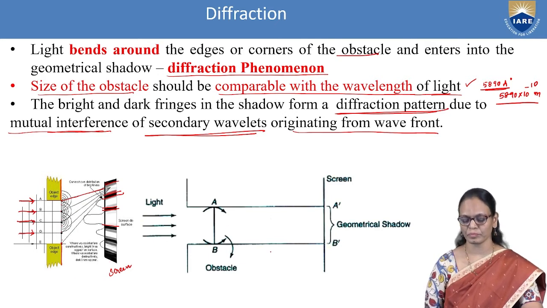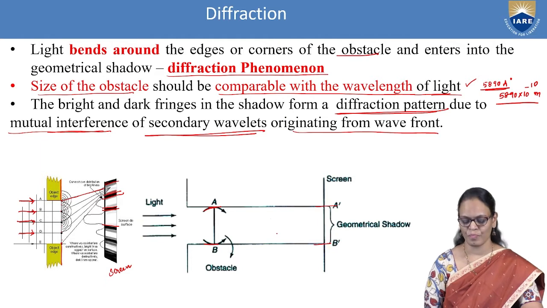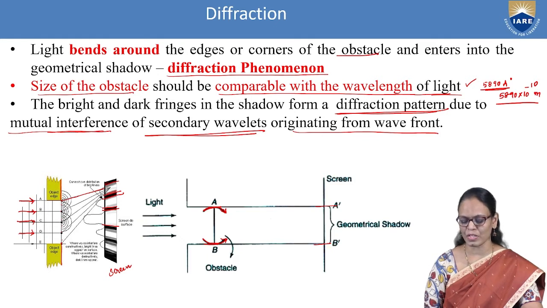Now if you see here how the light bends, if light is incident like this, and we imagine this is the obstacle AB. When there is an obstacle AB, there will be a shadow here. There should be no light incident here if light travels in straight lines. But what we understand now is when light falls on this obstacle, around the corners of the obstacle, it bends. Light bends around the corners of the obstacle, and because of this, in this geometrical shadow, you will be seeing a diffraction pattern on the screen. So this is what we need to know about diffraction.